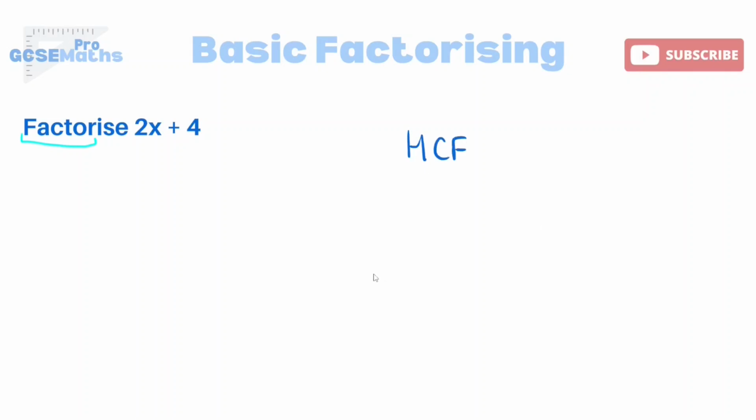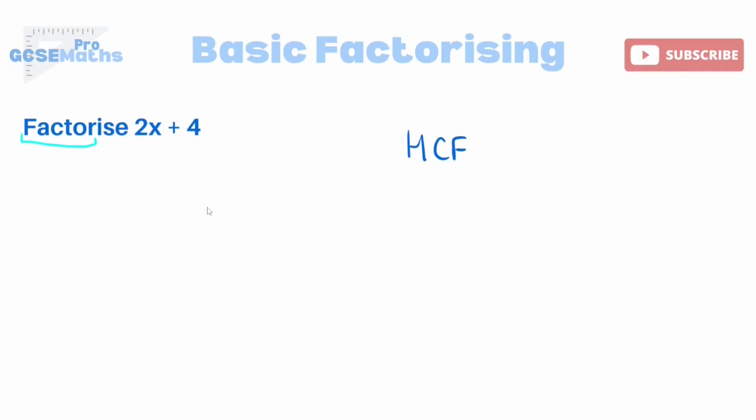When we're factorising into single brackets, what we want to do is look at both terms here and see what is the highest common factor between them. So what is the highest common factor between 2x and 4? Now, this could be a number, it could be a letter, or it could be a combination of both. In this case, you can see that we don't have any letters in common. Only one of them has x.